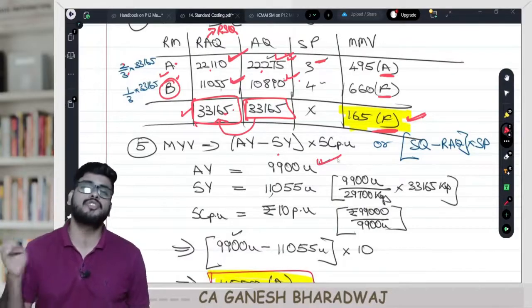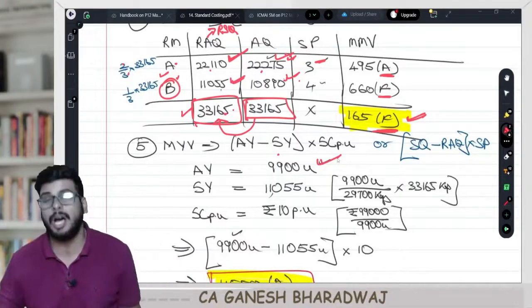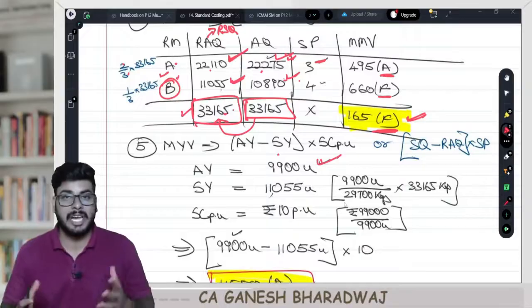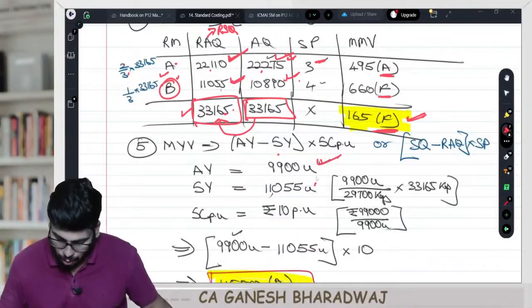But how many units should have been produced for the kgs of raw material that has been inputted? How would we calculate that? Now all this calculation is not given in the study material. They have just mentioned the figures here. Now let me clearly tell you how this works.